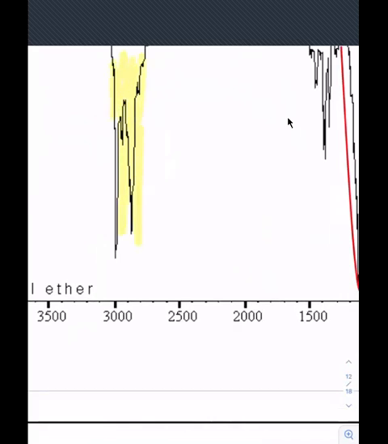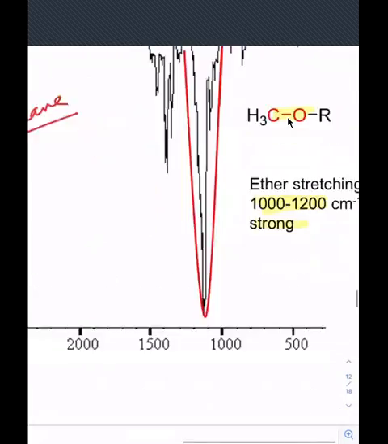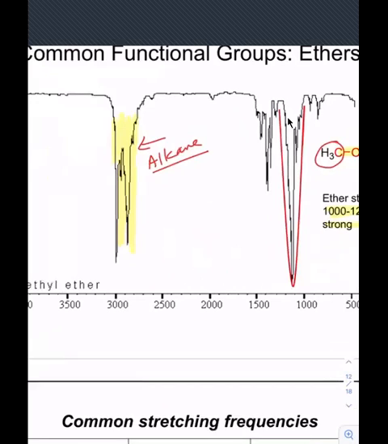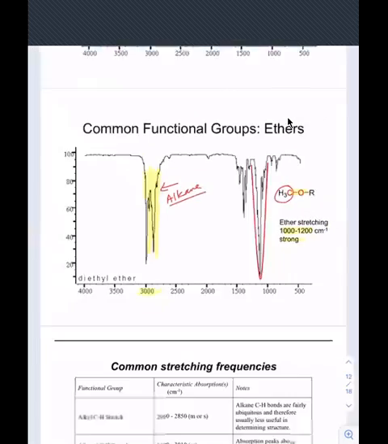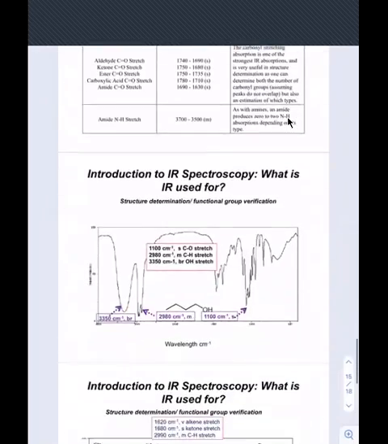This is indicative of alkanes. CH, just simple saturated CH bonds, like this CH3 right here. That's what that is. That's what the stretch looks like. And it shows up at about 3000, somewhere between 2800 and 3000. All I have here is a summary of the stretches at the end.